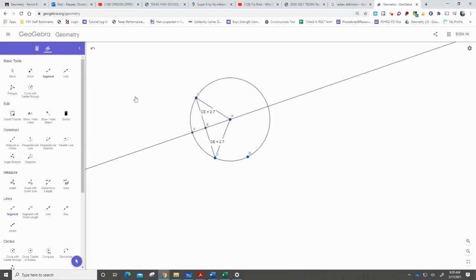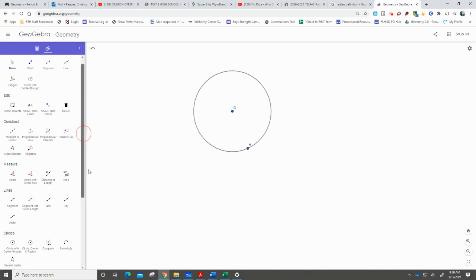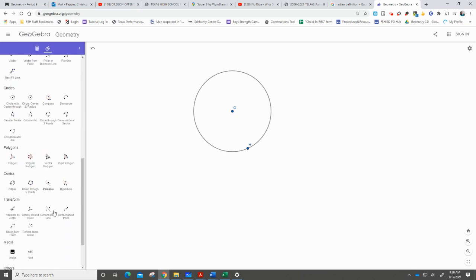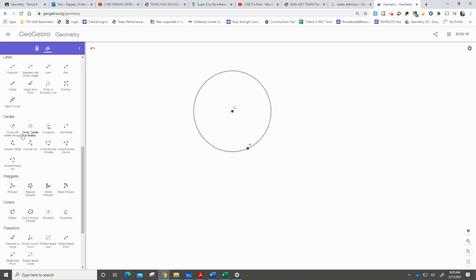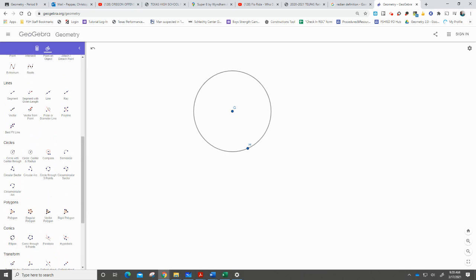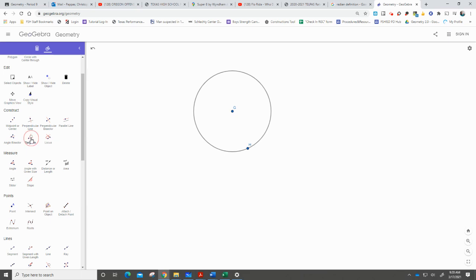So I'm going to move down here and just create a new circle. Click new circle with a center at point G right here. Pull it out. There should be a tangent line here. If we go down to more, I know there's a tangent tool in here. Here we go. So construct tangents.